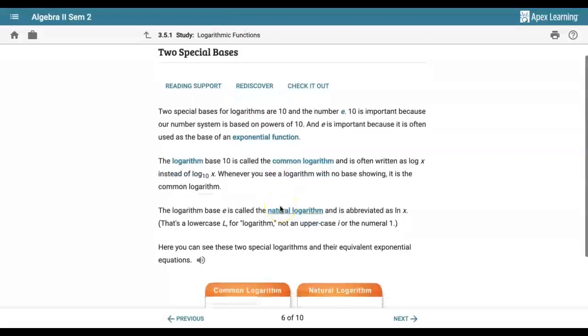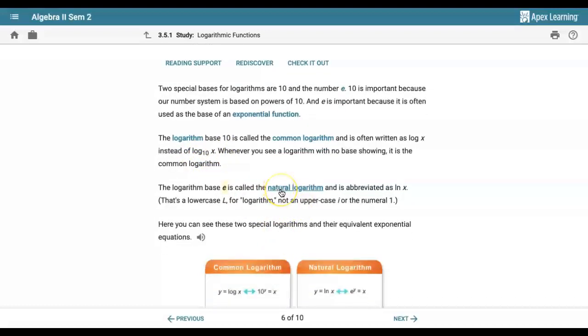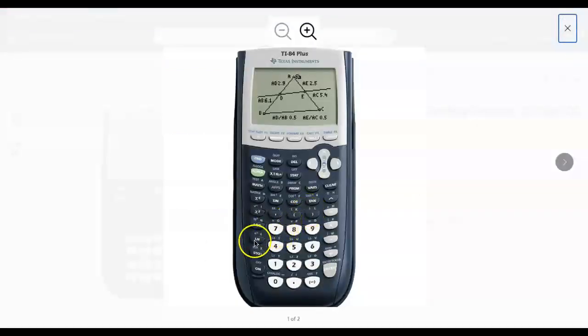Now, the other special base is called the natural logarithm, and that is where we have base e. So this would be log base e of x. That one is called our natural logarithm, and it's written as ln of x. That is a lowercase l for natural logarithm. And again, we have a button for that. It's ln. And yes, I know it's a little bit confusing.